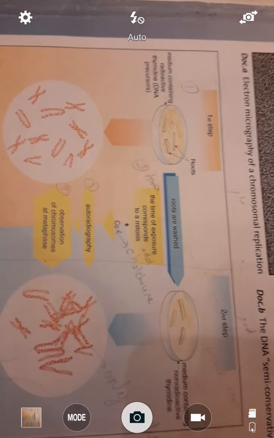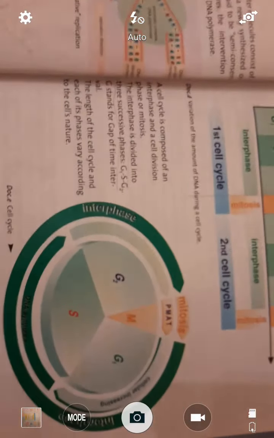Finally, I want to explain briefly, because we explained this before, about the amount of DNA.